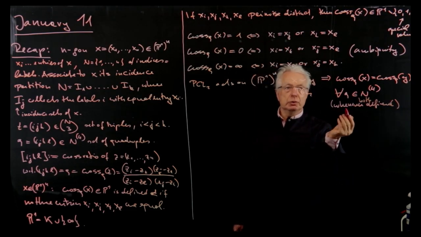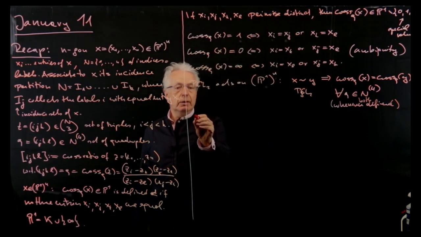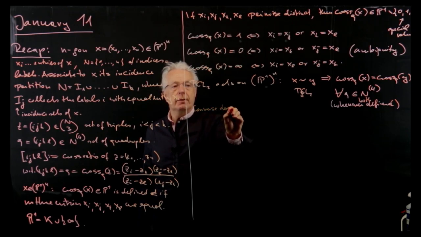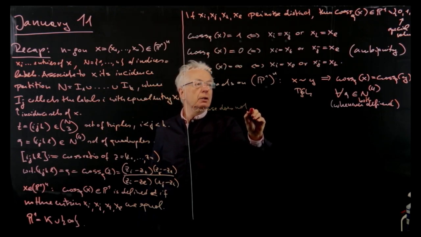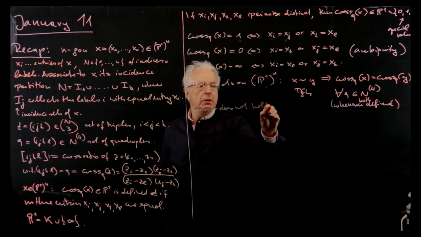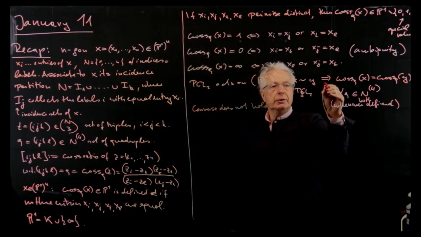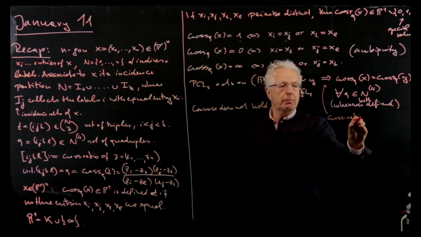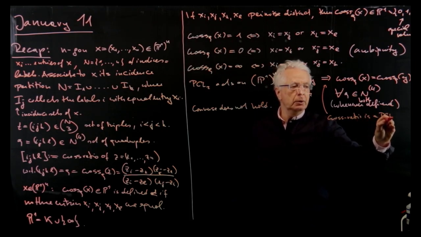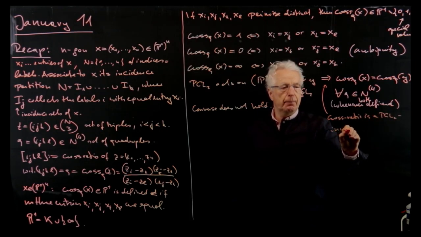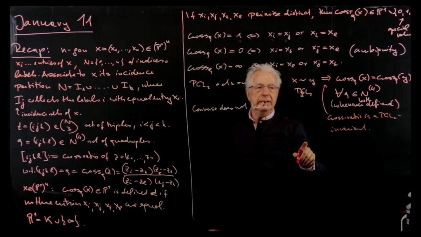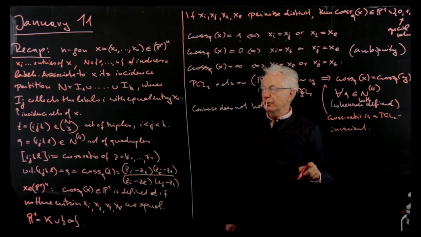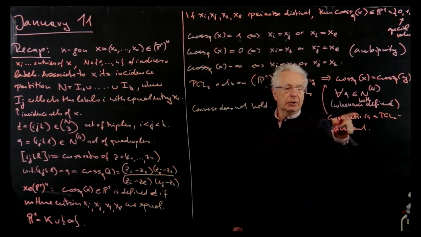But the converse is not true, no? Converse does not hold. So here we just use that the cross ratio is a PGL2 invariant. My argument was misleading. It was not that the PGL2 action preserves equality and inequality. Here we just use the invariance.